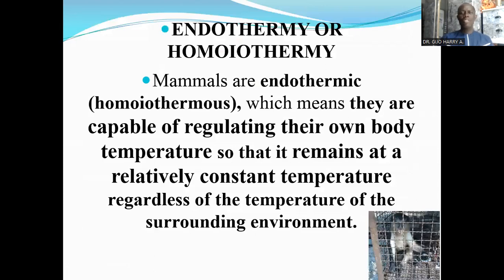Mammals are also unique in that they exhibit endothermy or homeothermy. Mammals are endothermic, or they are said to be homeothermous, which means they are capable of regulating their own body temperatures so that it remains at a relatively constant temperature, regardless of the temperature of the surrounding environment. That's a very distinctive feature of mammals. Birds and mammals are the only endothermic classes in the subphylum Vertebrata. So that's one unique feature of the mammals, in that they are able to regulate their internal temperatures.